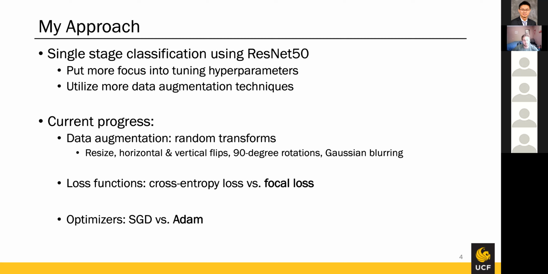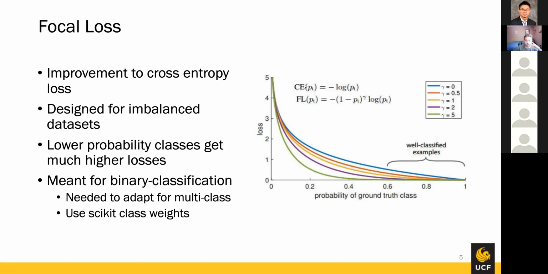So my current progress, I use just general data augmentation, some random transforms, pretty standard, using PyTorch. I do resizing, flips, 90-degree rotations, Gaussian blurring, normalization. I tried out a couple different loss functions, notably cross entropy and focal loss, and tried out SGD and Adam optimizers, and focal loss and Adam optimizers were the better of these experiments. And since we didn't really talk about focal loss in class, I don't believe, just a quick overview is it's meant as an improvement to cross entropy loss.